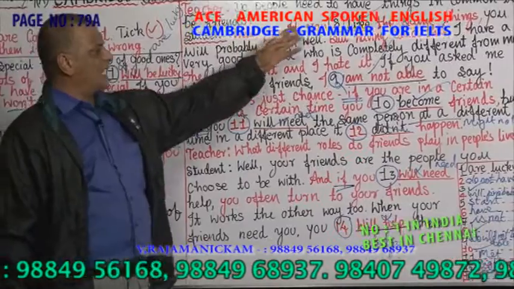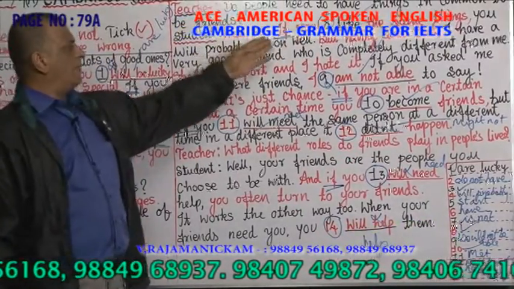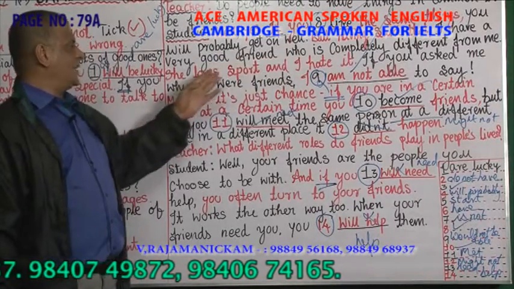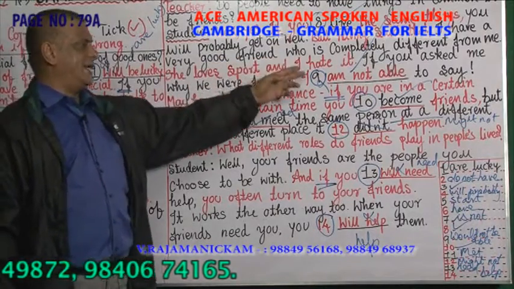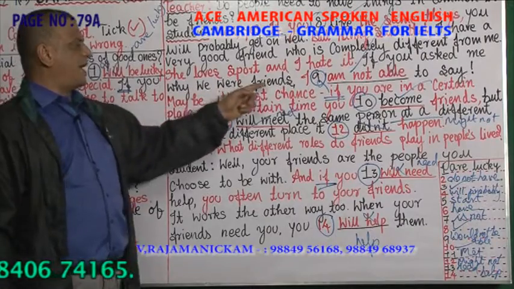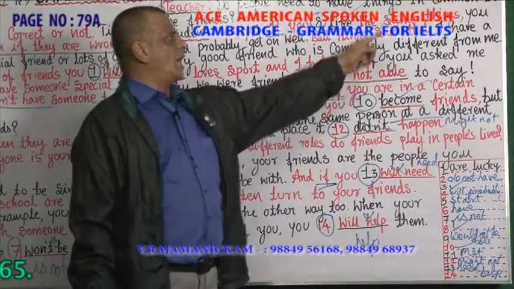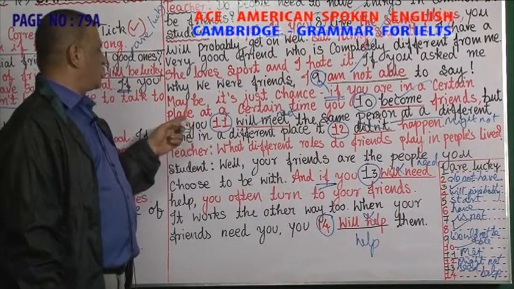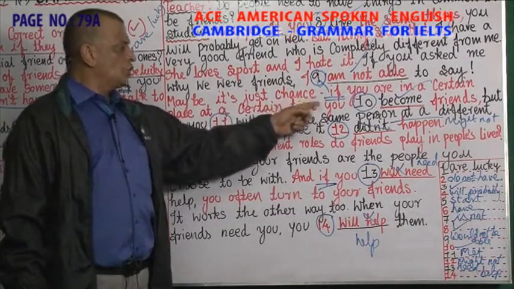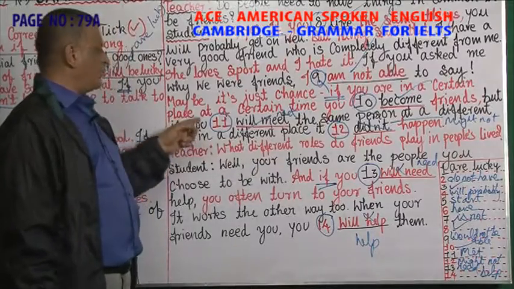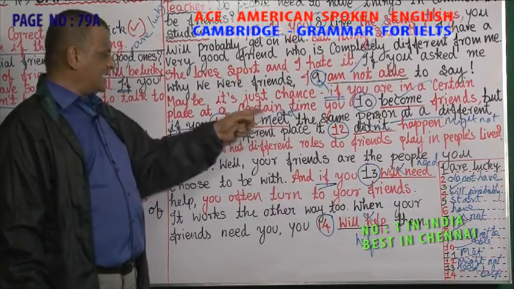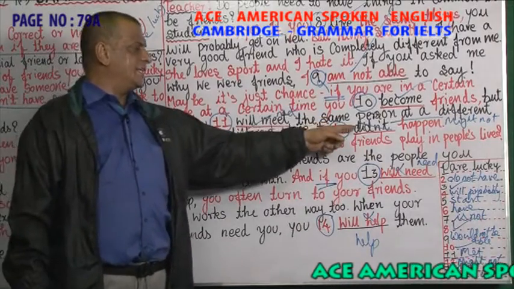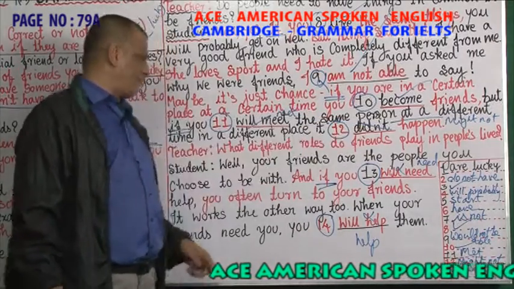Do people need to have things in common to be friends? Well, yes, if you like the same things, you will probably get on well. But having said that, I have a very good friend who is completely different from me. She loves sport and I hate it. If you asked me why we were friends, I wouldn't be able to say. Maybe it's just chance. If you're in a certain place at a certain time, you become friends. But if you met the same person at a different time, at a different place, it might not happen. That is the correct answer.